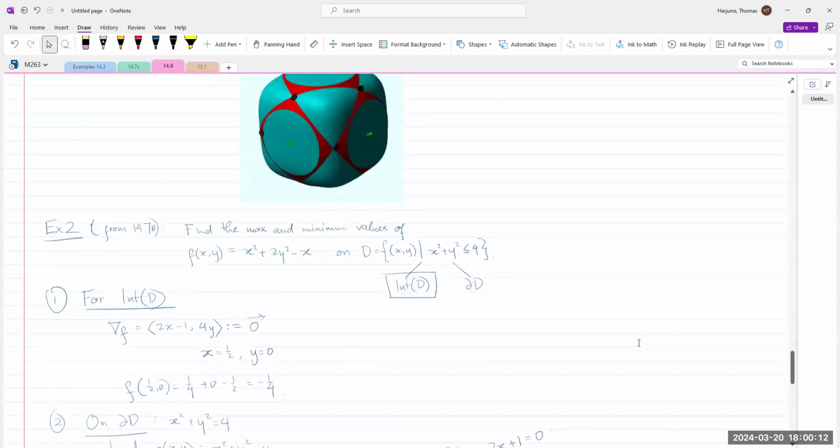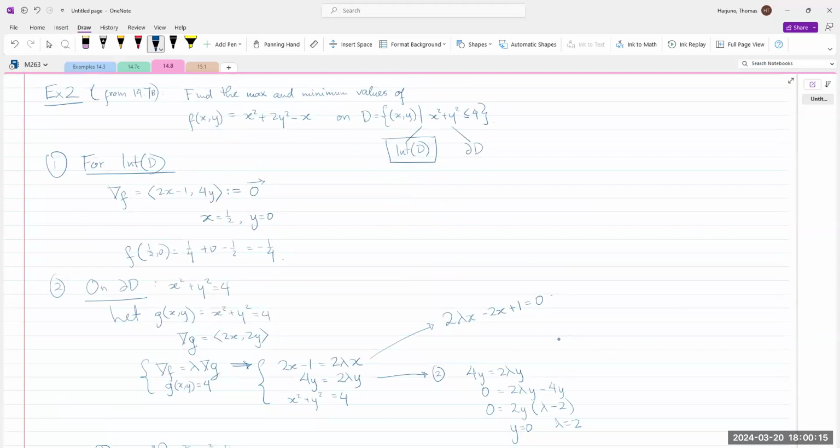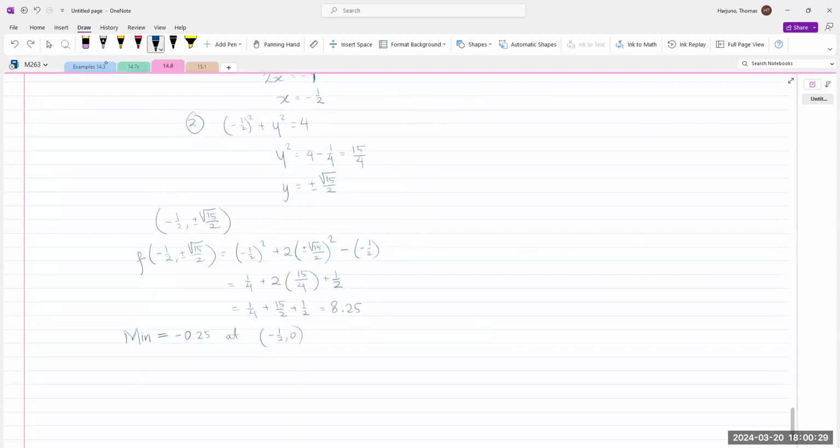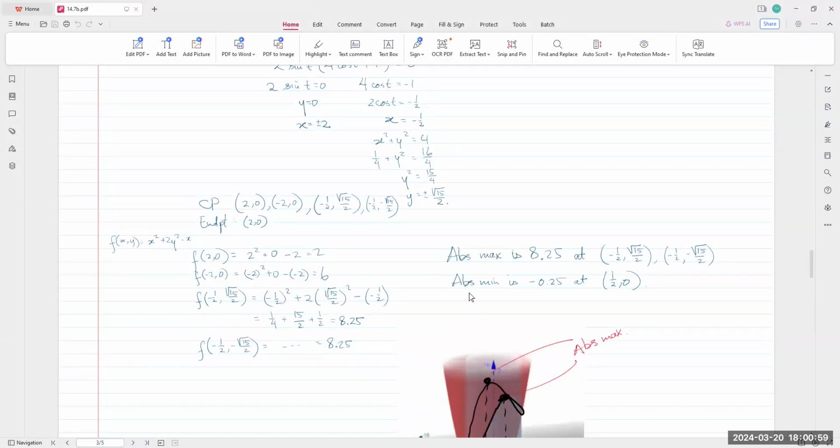Right, let's look back. We have that here. Okay, 1/2 comma 0, not negative 1/2 comma 0. What am I doing? Yeah, 1/2 comma 0, not negative 1/2 comma 0. The maximum happens at two different coordinates, 8.25 at negative 1/2 comma plus minus square root of 15 over 2. Compared to what we have before. Do you see this? The right hand side here.